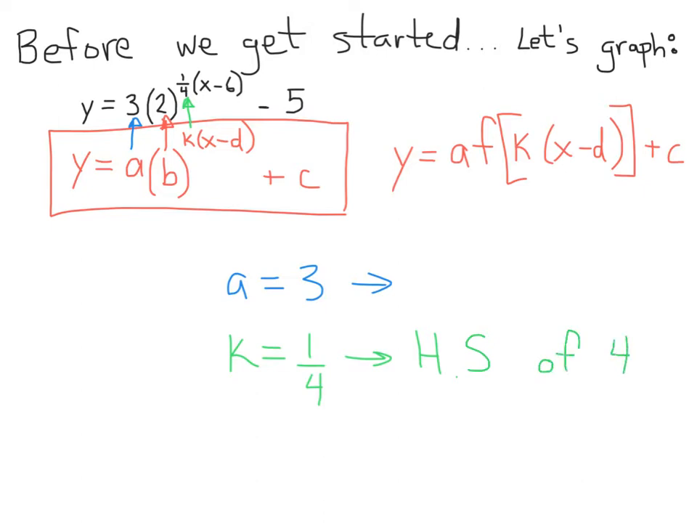Okay? And then we also know that we have this d over here, and we should know that if d is equal to positive 6, that's a shift to the right by 6. And then the last term that we have here is that c is equal to negative 5. So c is equal to negative 5. We know that that is a shift downward by 5.